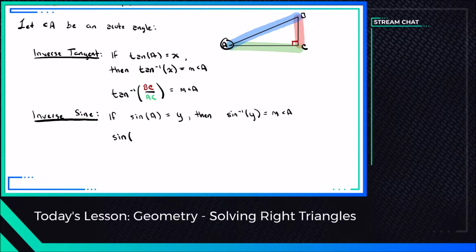And now remember, sine is equal to opposite over the hypotenuse. So our opposite leg of angle A is going to be BC. And we're going to divide that by our hypotenuse, AB. And we're going to get that the inverse sine, sorry, I forgot to put the -1 there. The inverse sine of BC over AB is going to be equal to the measure of angle A.